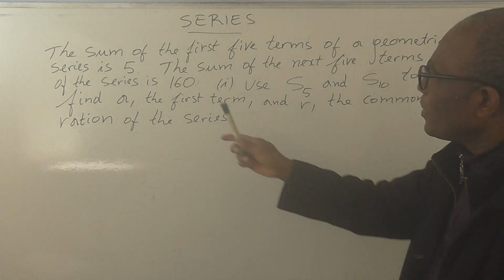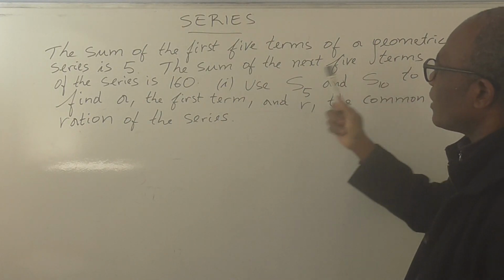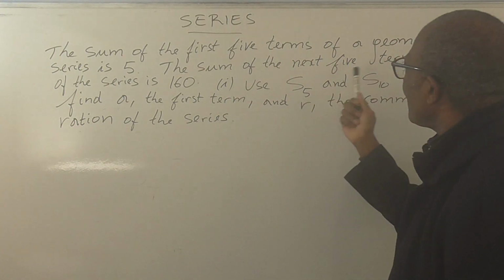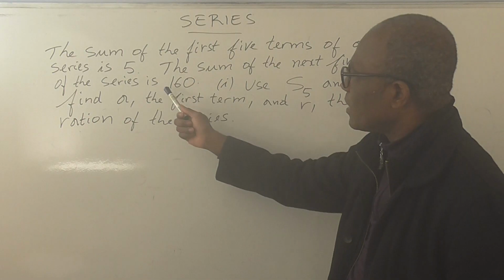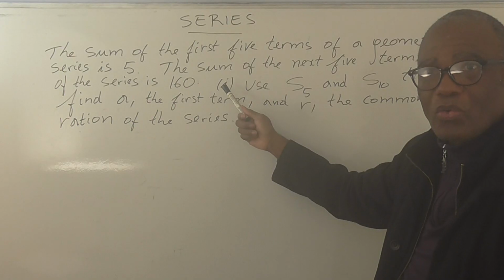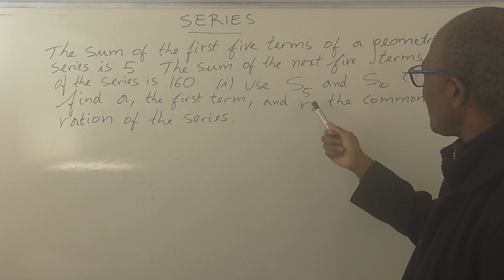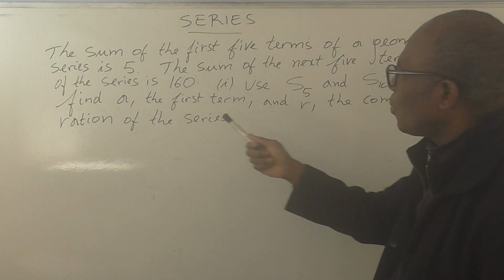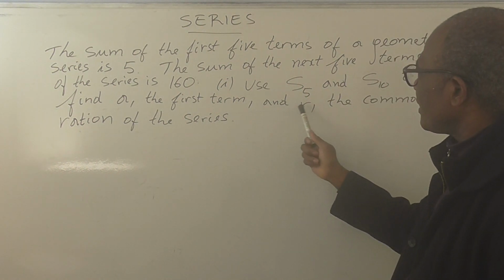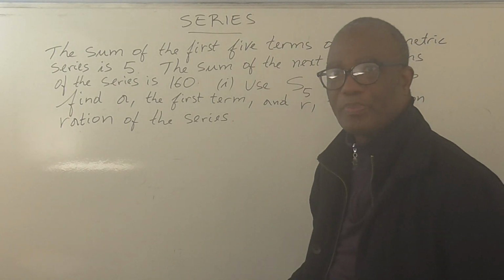Okay, I repeat, the sum of the first 5 terms of a geometric series is 5. The sum of the next 5 terms of the series is 160. The first part of the question, part I, use S5 and S10 to find A, the first term, and R, the common ratio of the series.